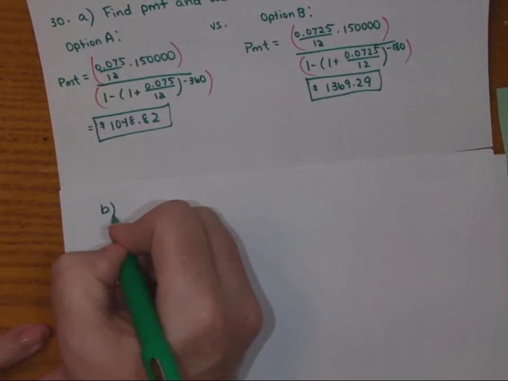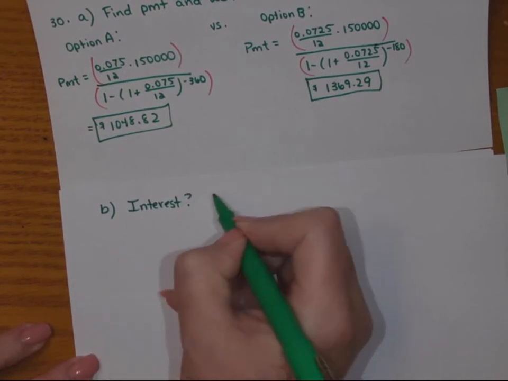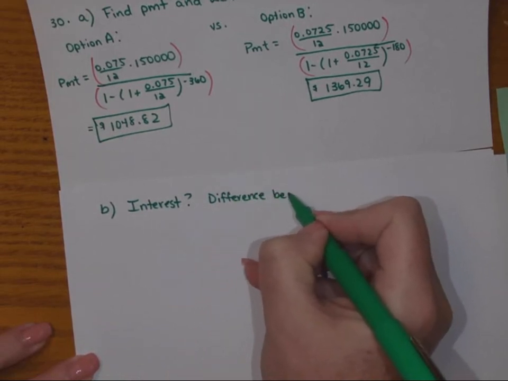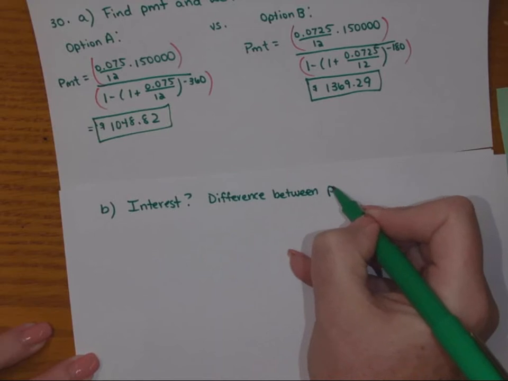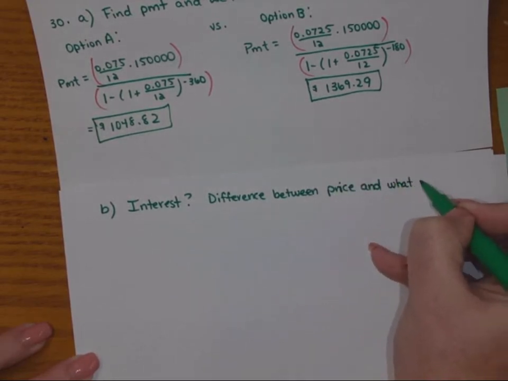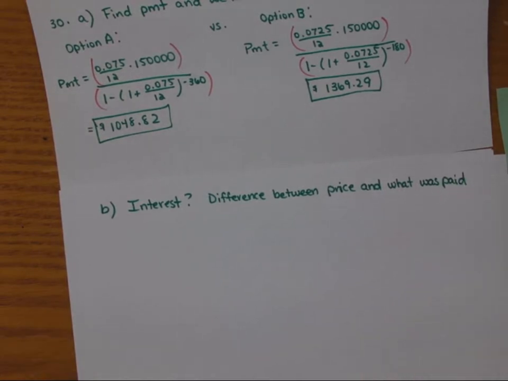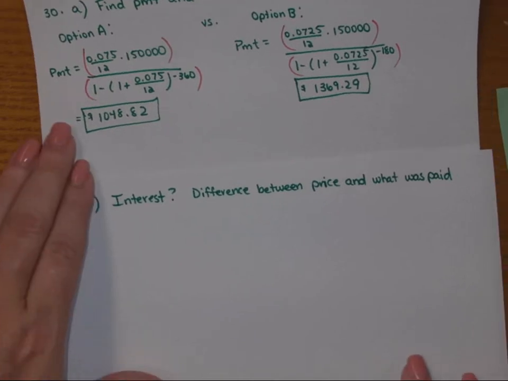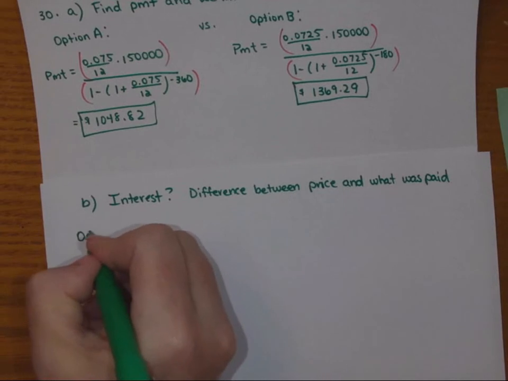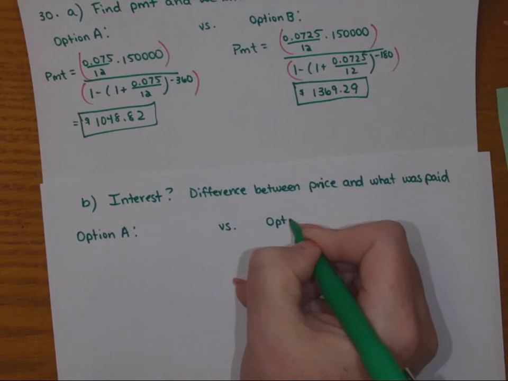Okay, so for part B, I ask you to find the interest. And remember the interest is just the difference between the price and what was paid. In other words, if they would have had $150,000 cash, they could have just paid for the house outright, right? But most people don't have that just sitting around. So we're going to compare the two. Okay. So again, we're going to compare option A versus option B.